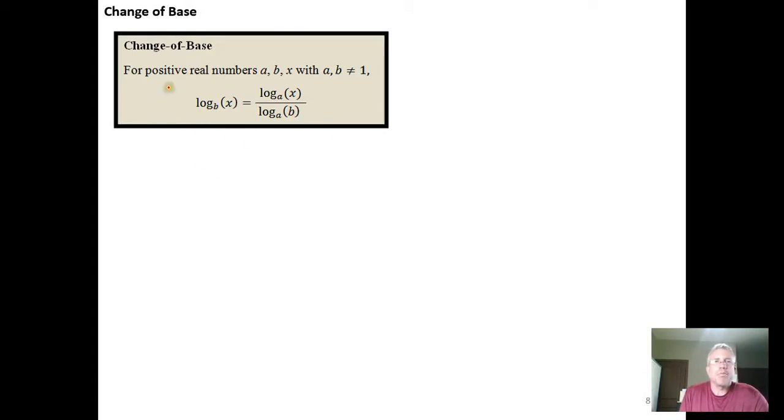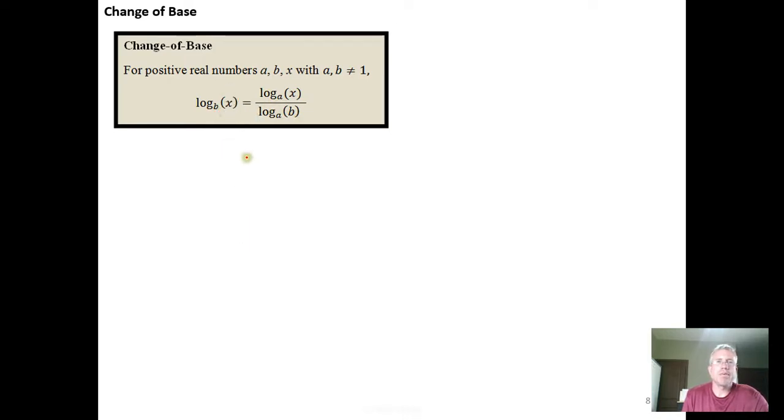So the claim is that if we have log base b of x, we can change the base and come up with an equivalent expression. We can do it by taking log base a of x, where x is coming from there, and dividing it by log base a of b. So this is the change of base formula. For any logarithm base b, we can convert it into an expression base a by taking log base b of x and rewriting it as log base a of x divided by log base a of b.